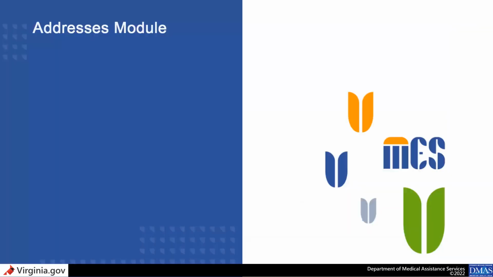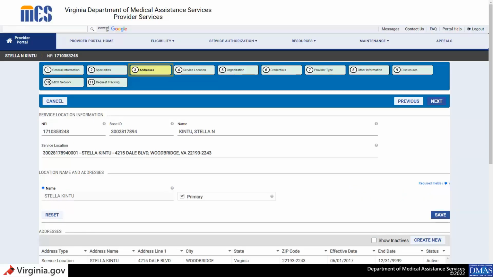Let's learn about the Addresses module. The Addresses page appears. The Addresses page contains information about the service location, pay to, mail to, remit to, and IRS addresses used to support provider services. The Addresses page does not display for providers only enrolled as an individual within a group. In this page, you can view, add, or update your addresses information.